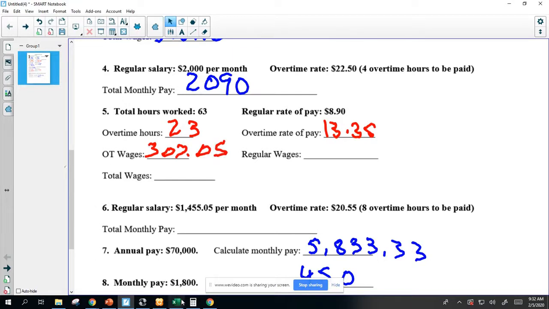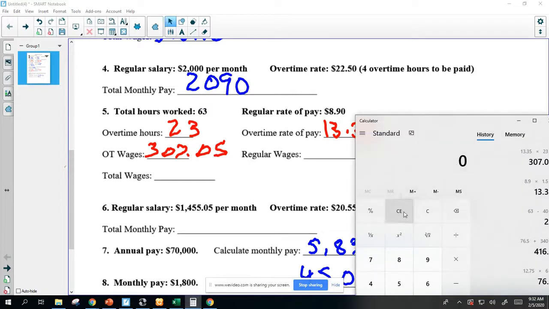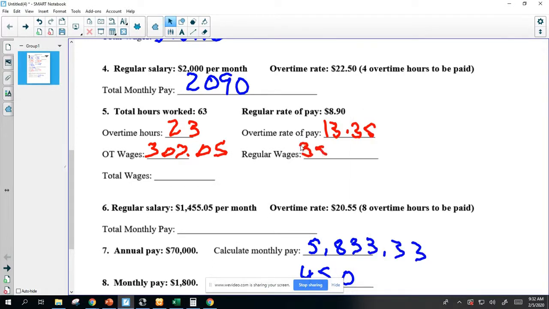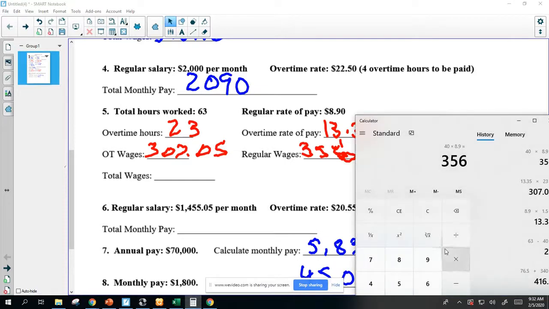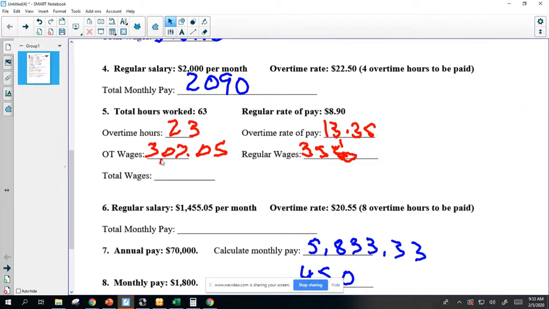The remaining hours, when I subtracted 23 from 63, was 40, because there are 40 regular hours. So I'm going to take those 40 hours times the regular rate of $8.90 to get my regular wages of $356. $356 regular plus $307.05 overtime equals $663.05 of total wages.